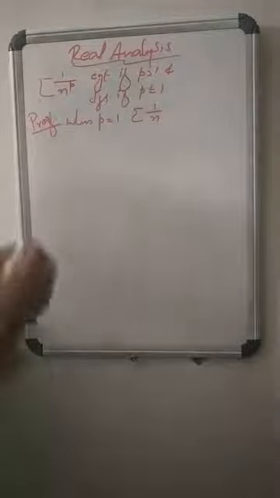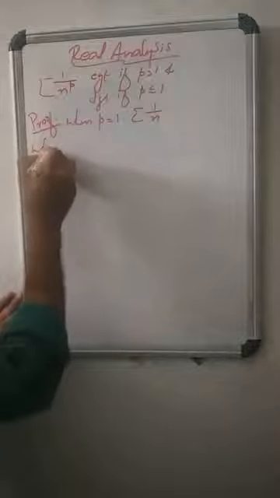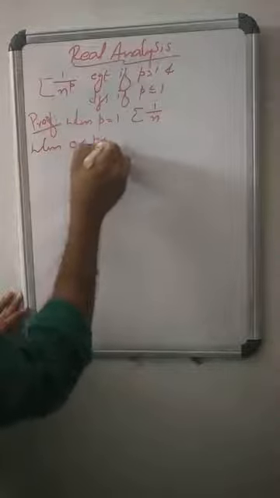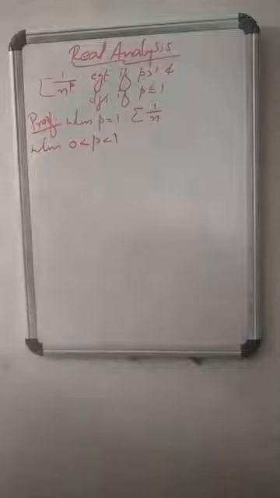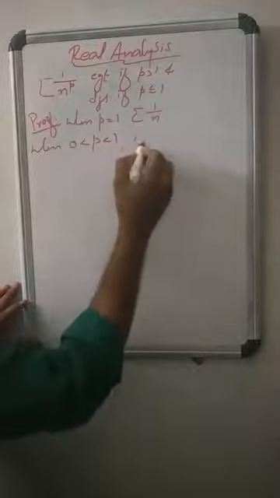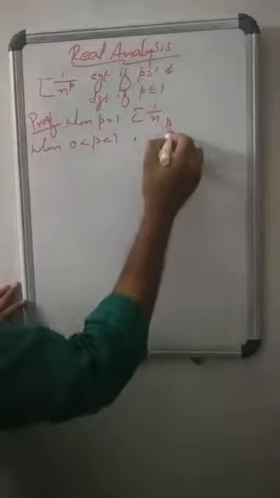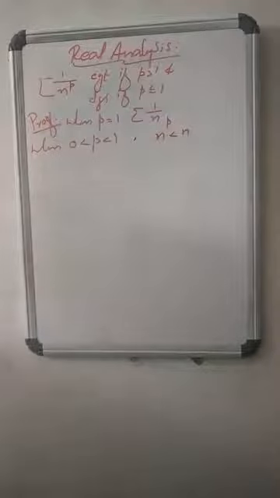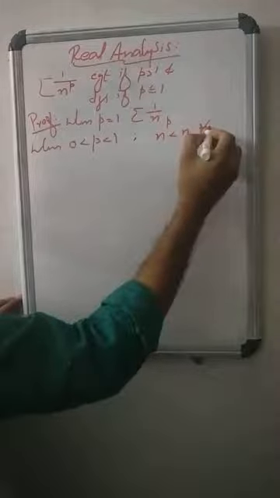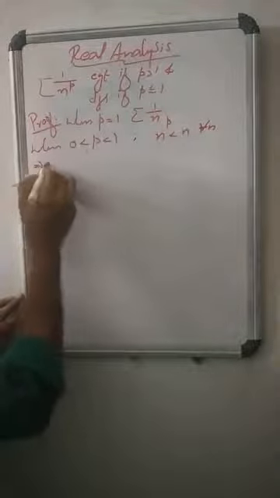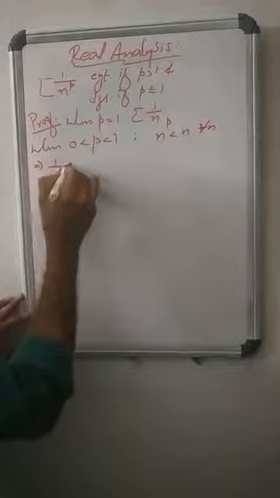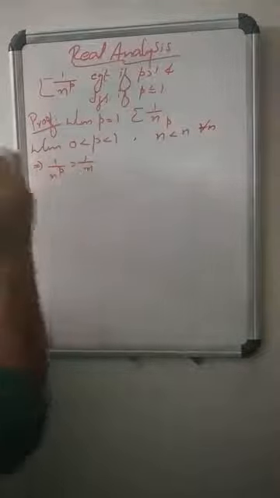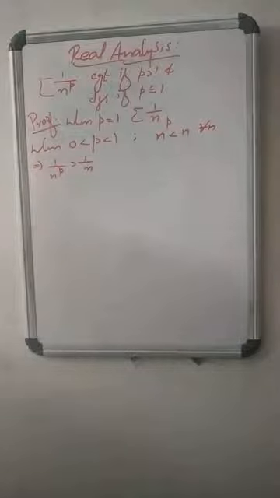Now, when p is less than 1, that is, when 0 is less than p less than 1, p lies in between 0 and 1, we have n power p strictly less than n for all n. That means 1 by n power p is strictly greater than 1 by n.